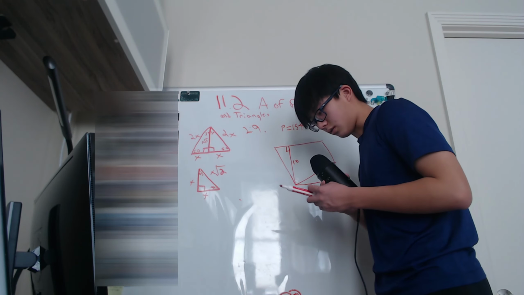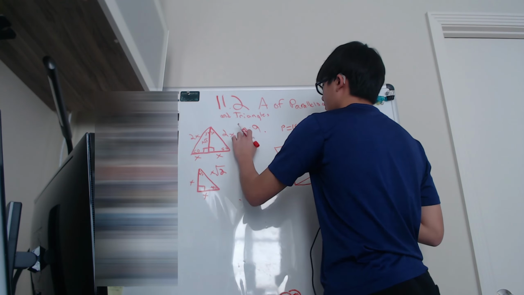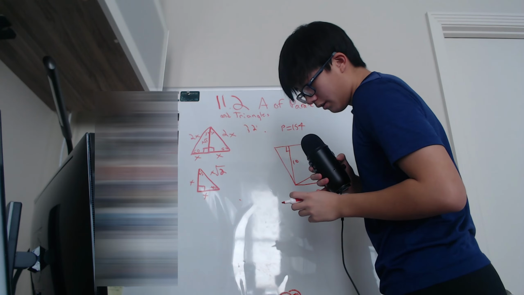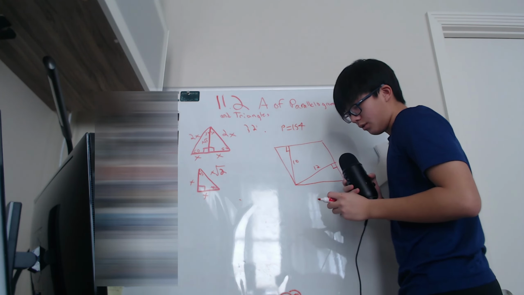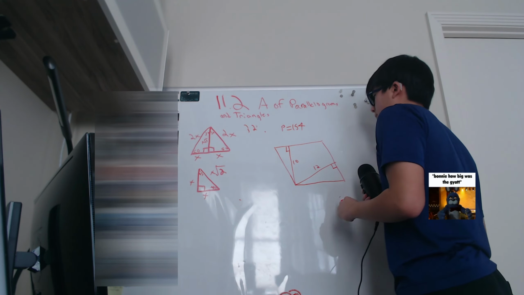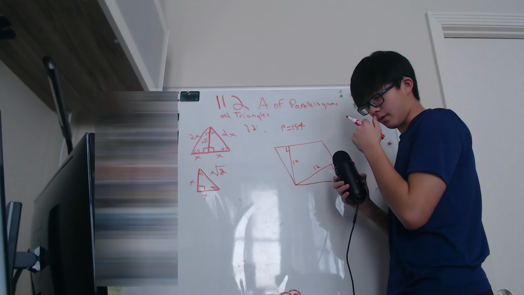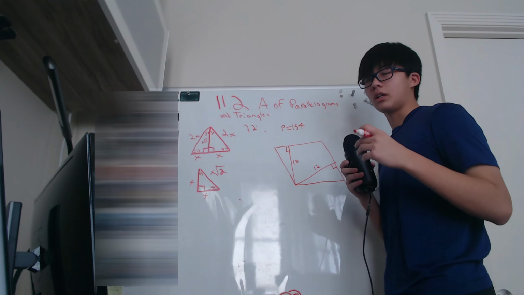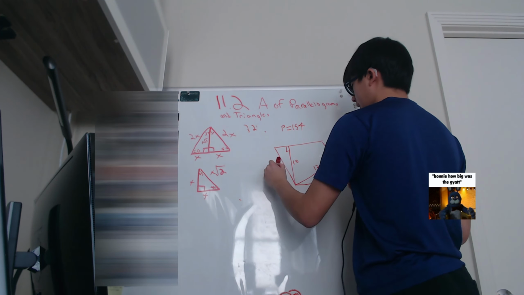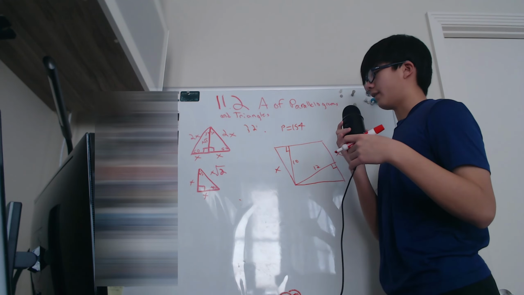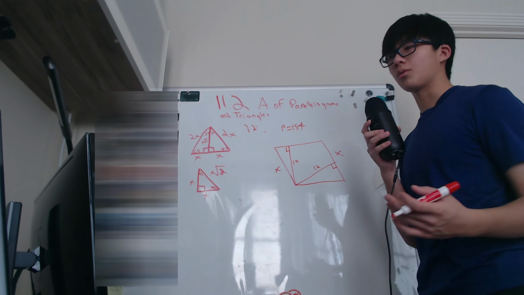All right, so problem number 32. We know the perimeter of the parallelogram is 154, and we need to find the area of the parallelogram. Now, because this is not a rhombus, we can't assume all 4 sides are congruent. We can, however, label them. So we know this side is x, and this side is x. We know opposite sides are congruent. We're just trying to solve as much as we can using only one variable.